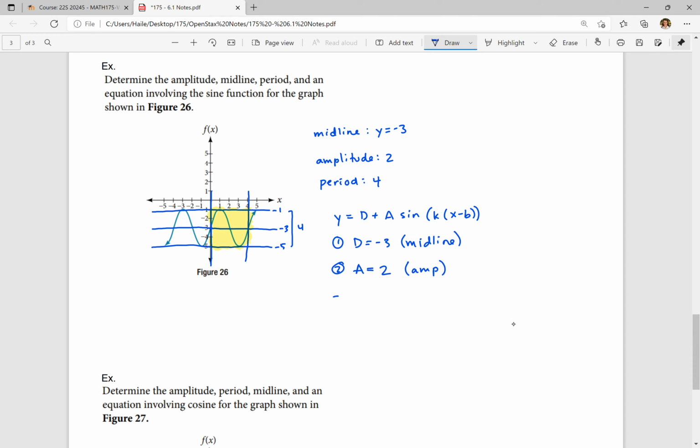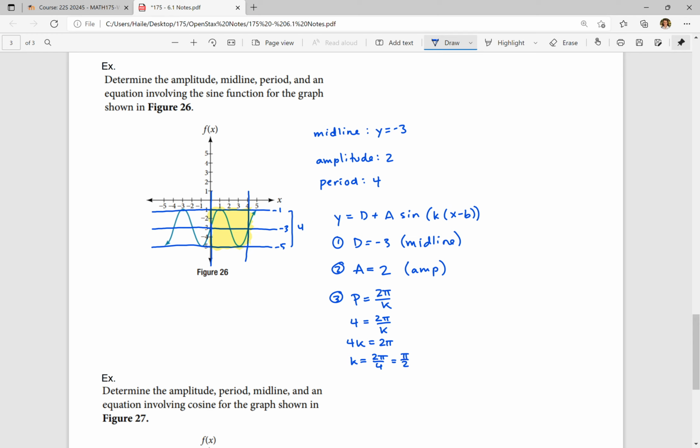Now, the hardest one to find might be K. Remember the way that we find the period is we take 2 pi and we divide by K. So we can find K by subbing in that value for the period, which is 4, and then solving that equation for K. I can multiply by K on both sides, so I get 4K is equal to 2 pi, and then I can divide by 4. So we have K is equal to 2 pi over 4, which is just pi over 2.